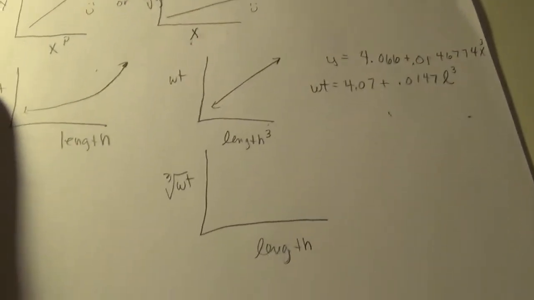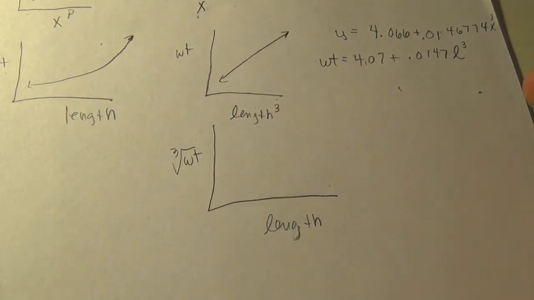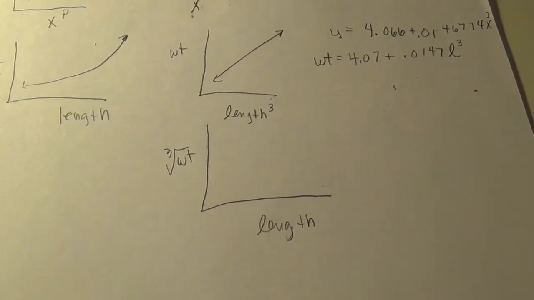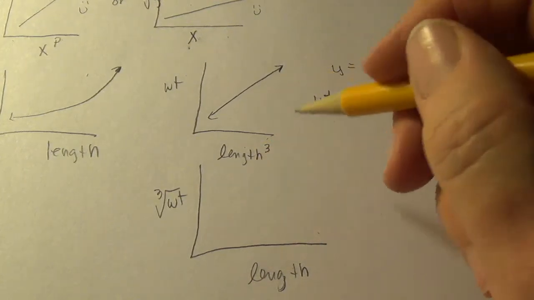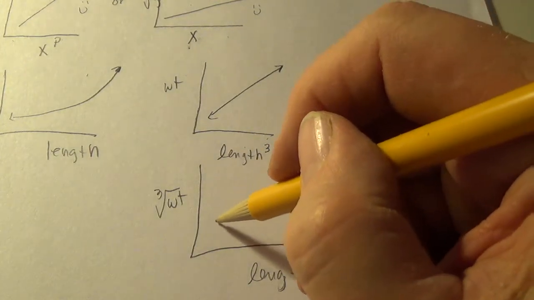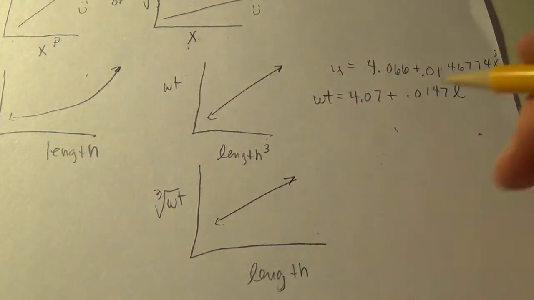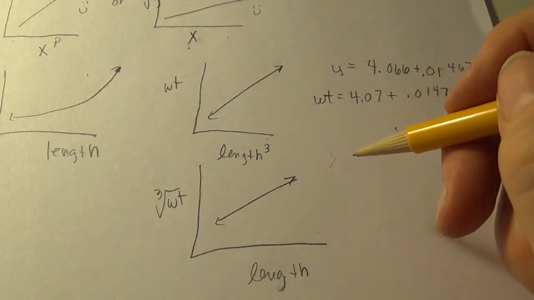All right, so let's try that. So we're going to do the cube root of weight and the length. So go back and fix that. I wasn't exactly right there. So, and lo and behold, this is also a straight model. So let's go to Minitab for that.